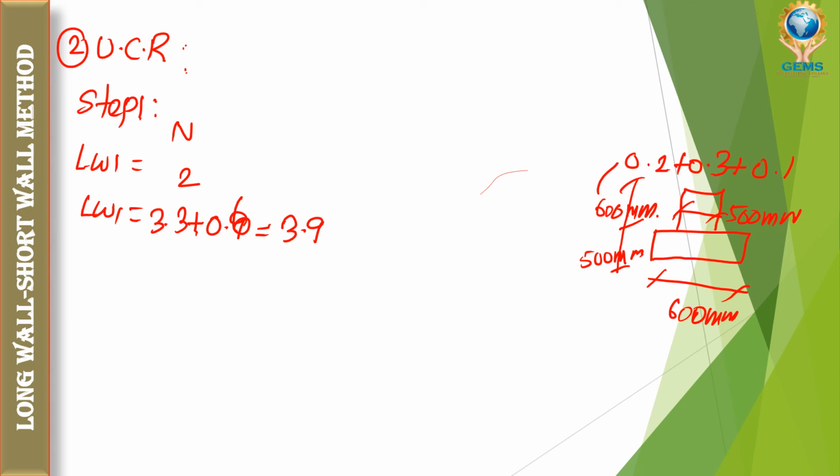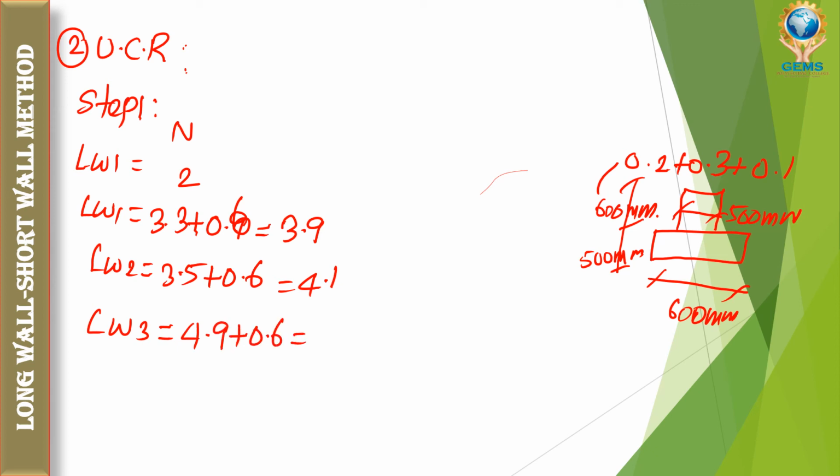Okay, LW2. For LW2, what will be the answer? LW2 value is 3.5. So 3.5 plus the width of the item, so equal to 4.1. Then for LW3, what is the value of LW3 we have found? 4.9. So 4.9 plus 0.6, so 5.5. Then for SW1, the SW1 value is 3.6. So 3.6 for SW1 and SW2, the same value.